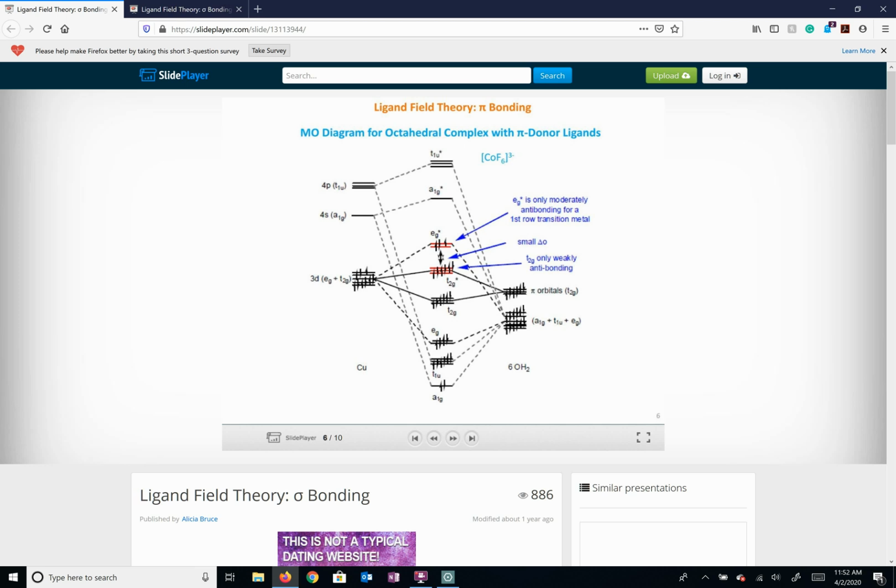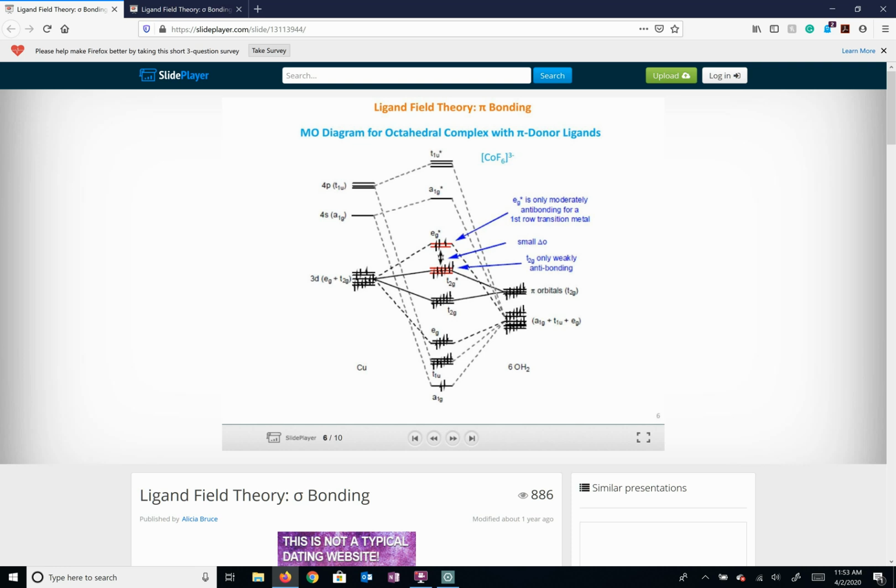If you take a look, this is a cobalt hexafluorido complex here, right? So fluorine is a good pi donor. There's our T2G set down there on the right-hand side. Oh, there's a little typo. I didn't even catch this until now. They talk about cobalt hexafluorido at the bottom there. They've got copper and water. I don't know what's going on. So ignore the copper and the water down there at the bottom. Water is not a pi donor, not really a good one at all anyway.